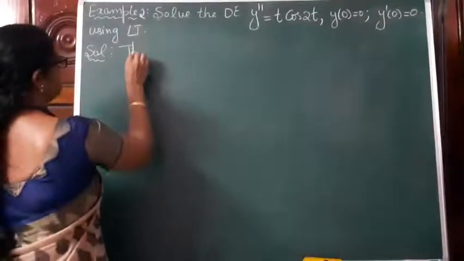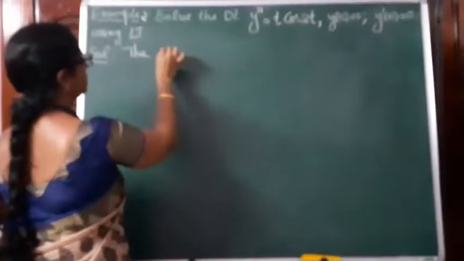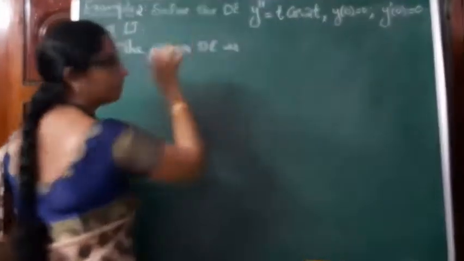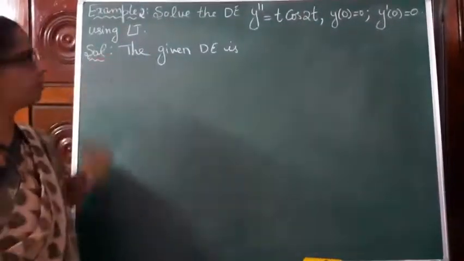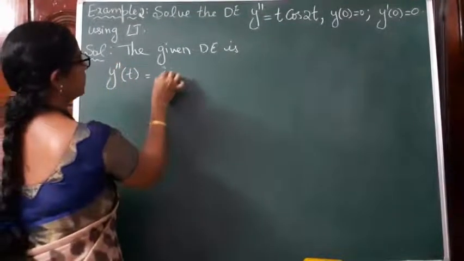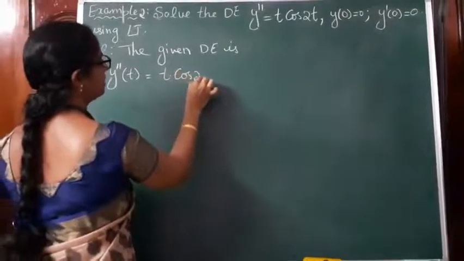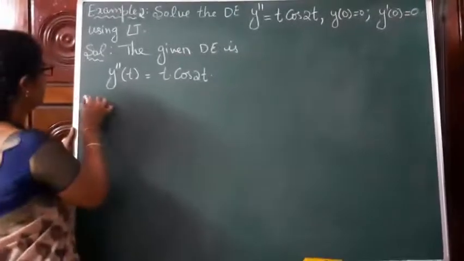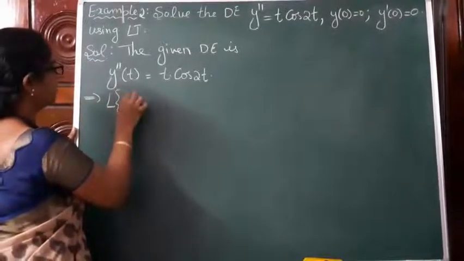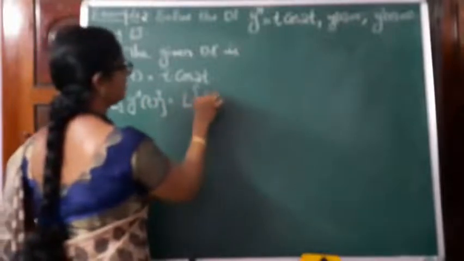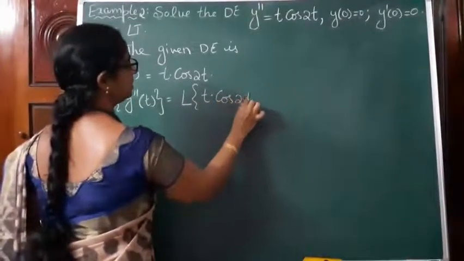So the given differential equation is directly in the form of y double dash, so that we can apply Laplace transform on both sides. This is y double dash of t is equal to t into cos 2t. Now applying Laplace transform on both sides, we get L of y double dash of t is equal to L of t into cos 2t.